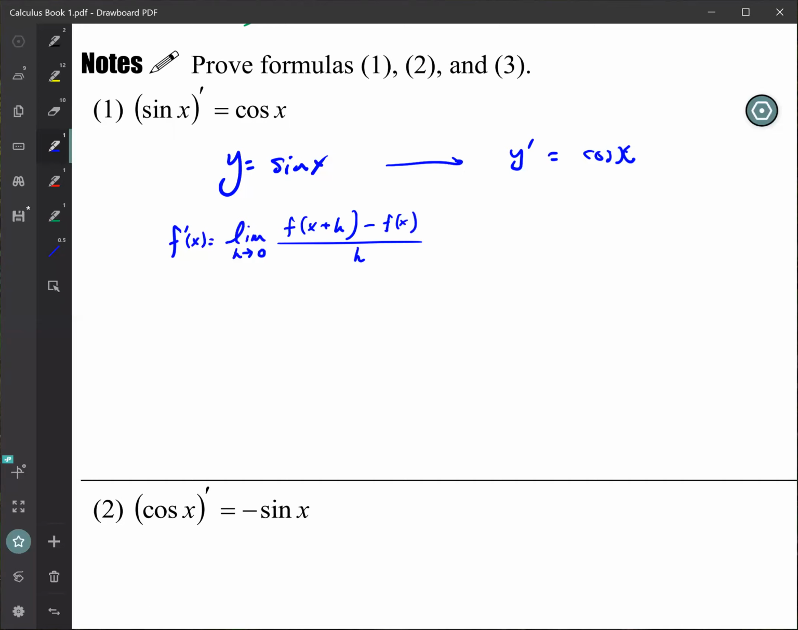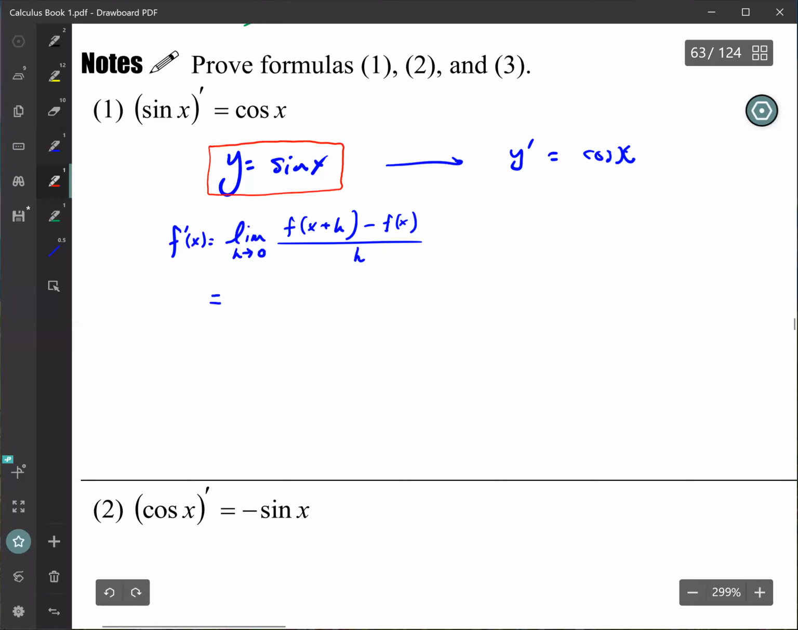Minus, because it's the slope, rise over run. You have to subtract the two y's and then subtract the two x's. x plus h minus x gives you h at the bottom. So that's our definition, and we are going to apply this to our function. Our function is sine x. So please set it up.